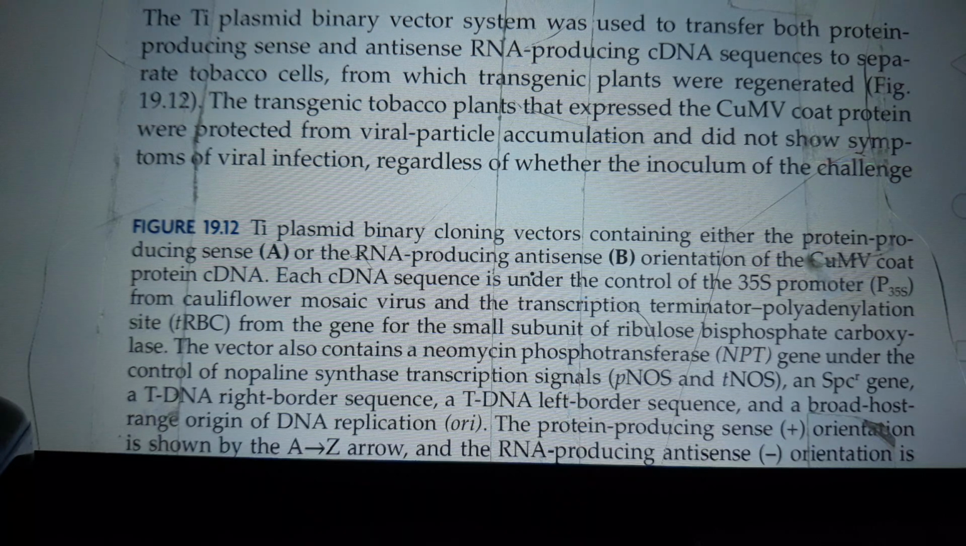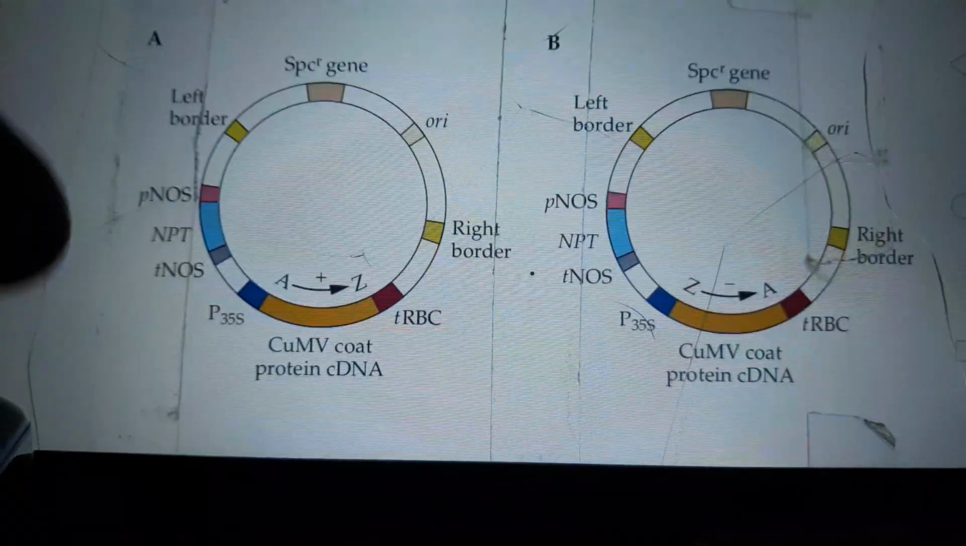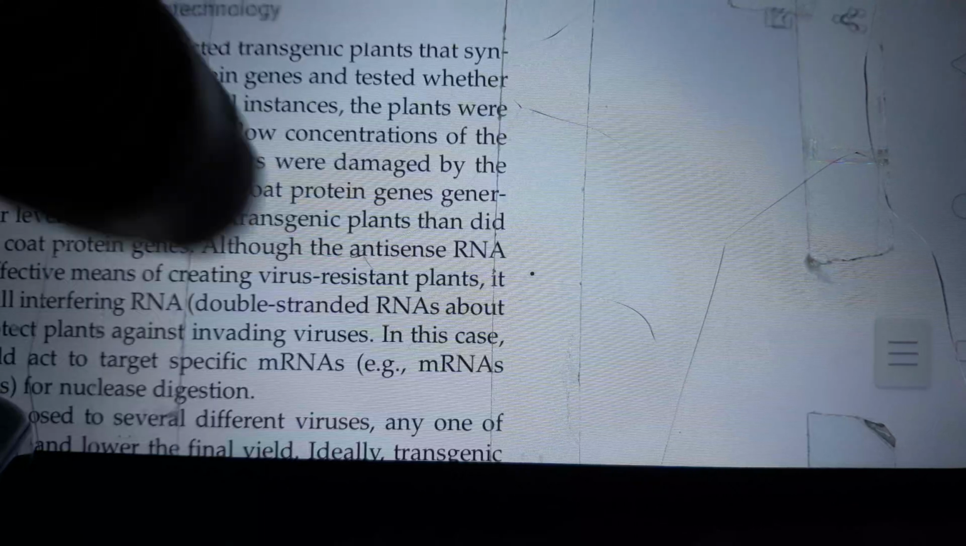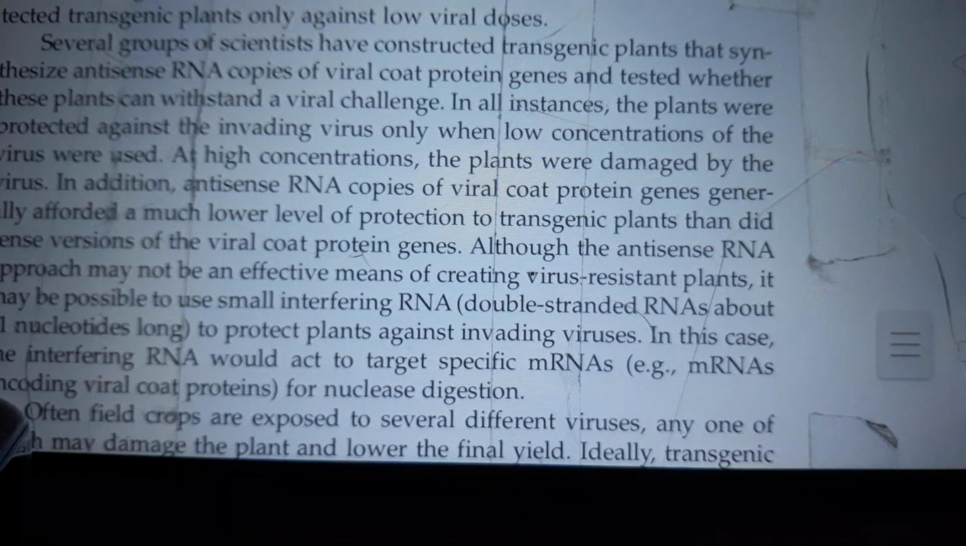The transgenic tobacco plants that express the CUMV coat protein were protected from viral particle accumulation and did not show symptoms of viral infection, regardless of whether the inoculum of the challenge virus was viral particles or viral RNA. However, the coat protein protected transgenic plants only against low viral doses.